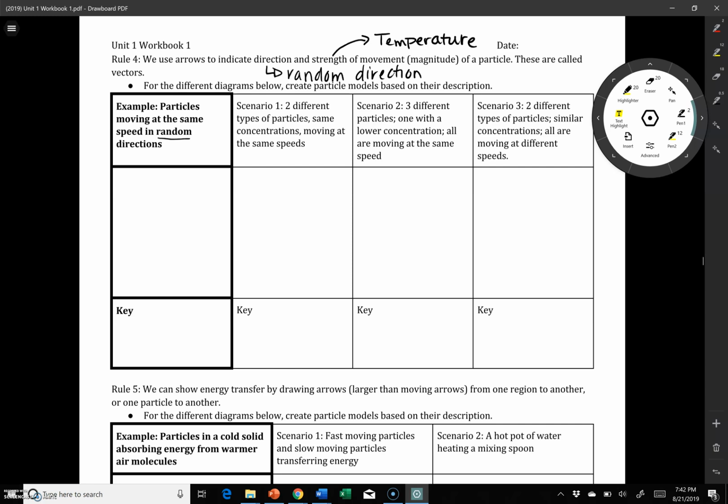Those arrows that we're going to draw on our particles to indicate how they are moving are called vectors. So if I have a large arrow, it indicates it's moving faster. If I have a small arrow, so a big arrow is faster, whereas a small arrow is slower. Faster means a higher temperature. Slower means a lower temperature relative to whatever we're talking about. Okay?